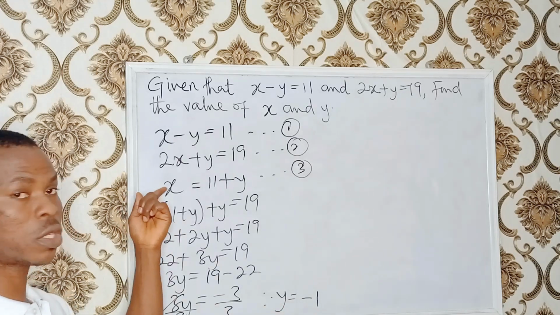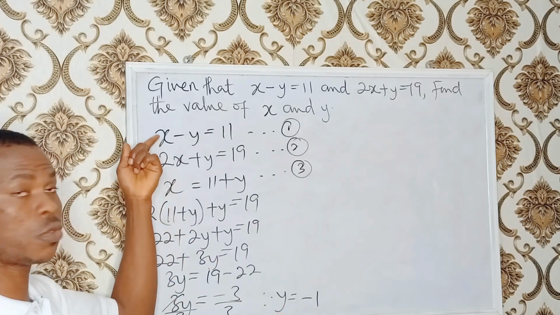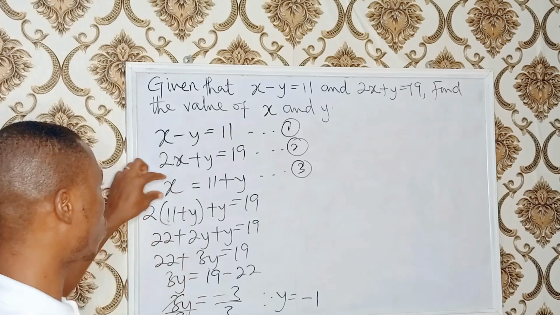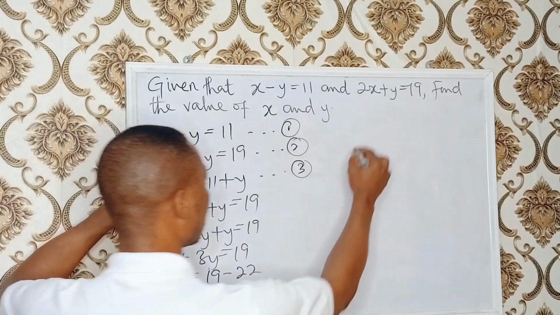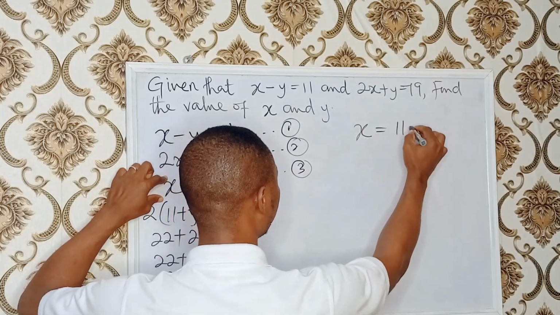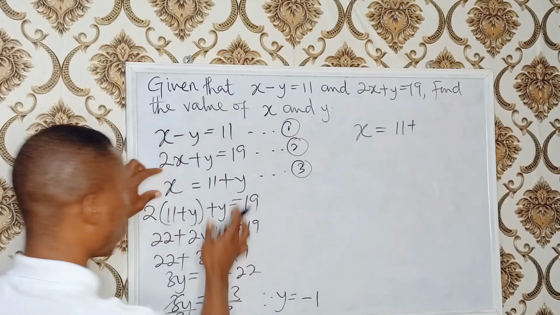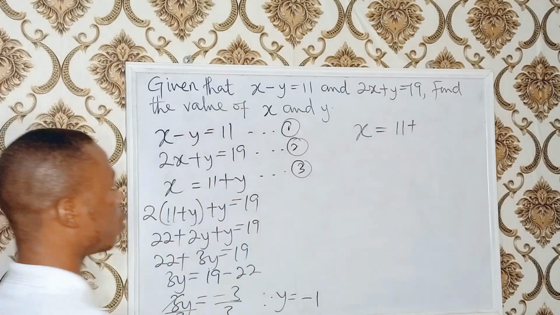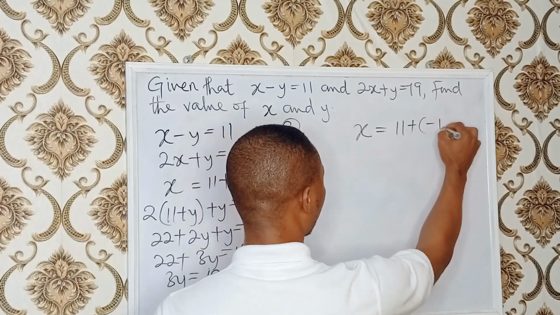let's substitute the value of this y into equation 3. If you like, you can substitute it into equation 1, you're still going to get the same thing. So for equation 3, we state that x equal to 11 plus y. Instead of y now, we have found y to be minus 1, so you put it to be minus 1.